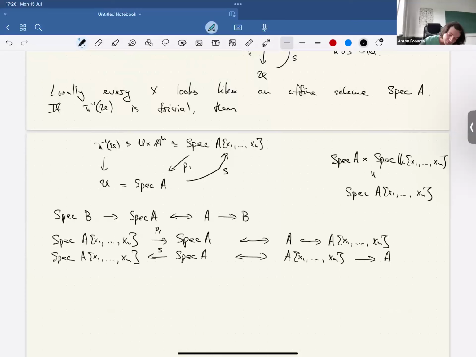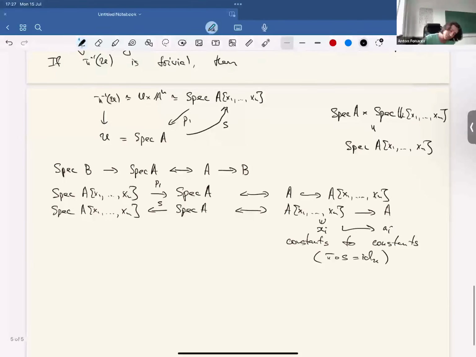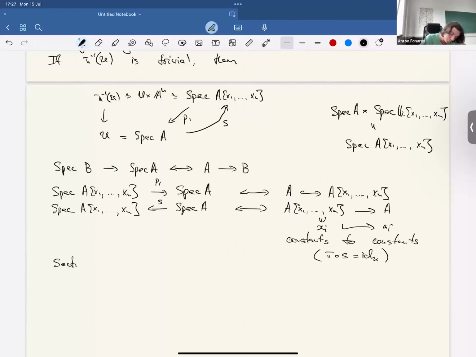And now what this does is, an arbitrary map would map xi to an element ai. And the compatibility specifically says that it maps constants to constants. So this comes from this rule of composition: s composed with pi is the identity map on U. So in particular, you see that sections over U are in one-to-one correspondence with collections of elements a1, ..., an in A, and this is, of course, nothing but the trivial module A direct sum M.